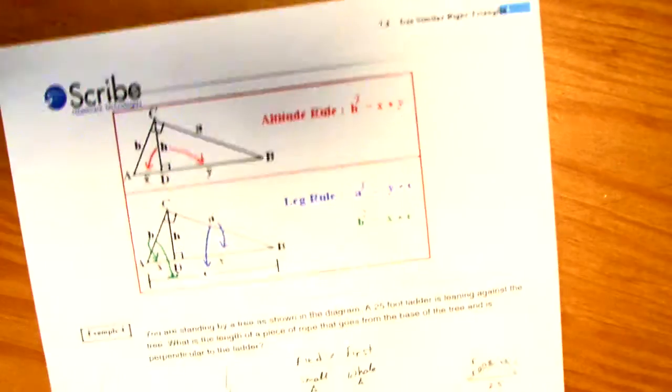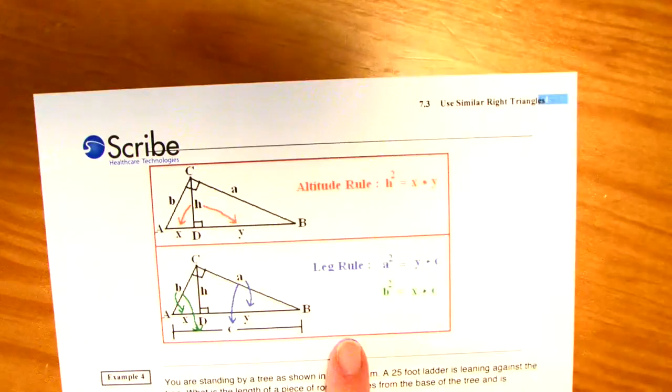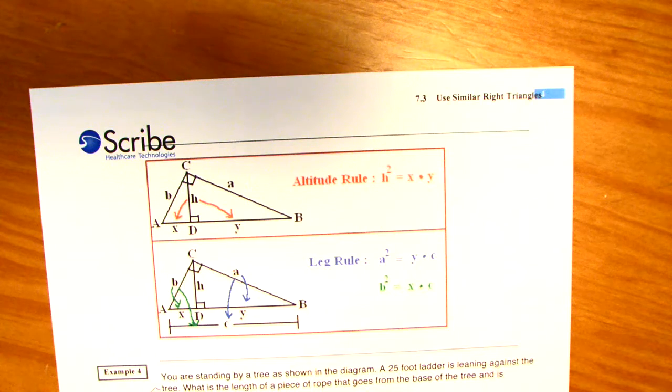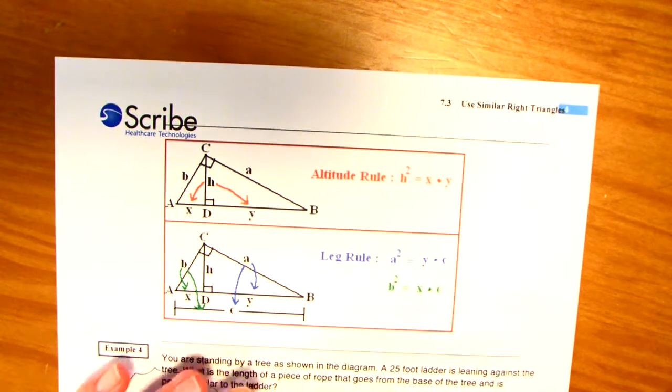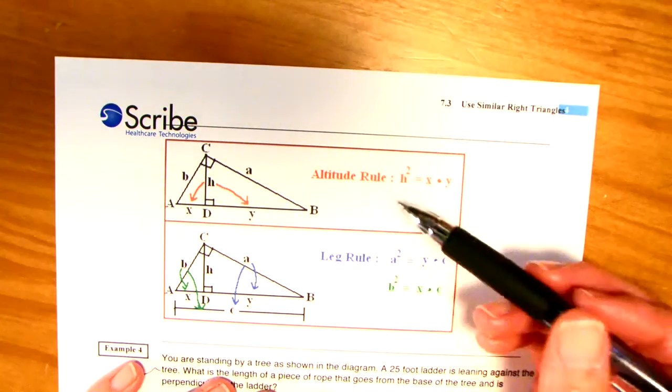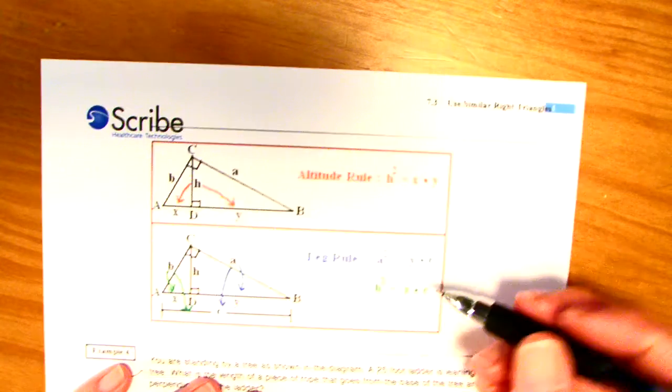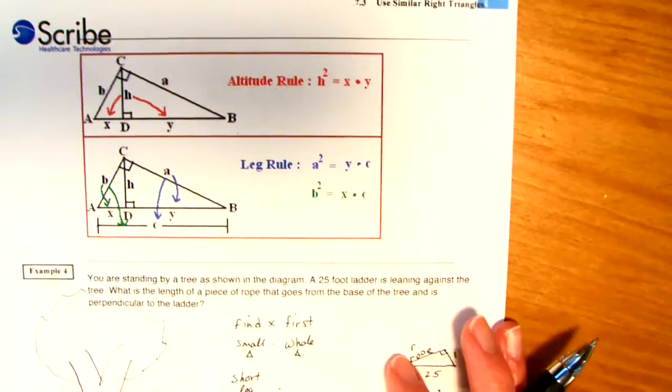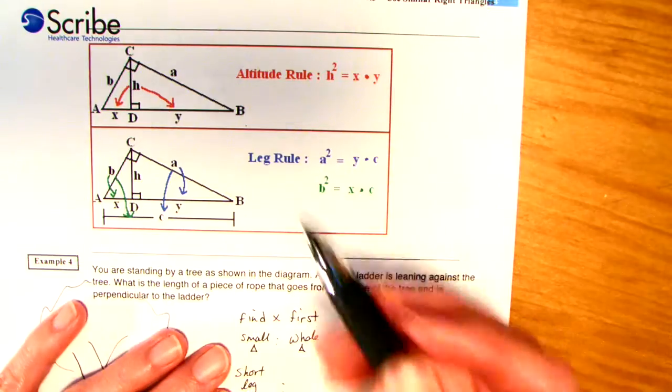I know, confusing, but we can do this. Hang in there. Here's a little method or another summary that I think some students actually like better. Okay, so you have the altitude rule and the two different leg rules. That's why there's two different formulas here. Let's see if I can get that better. All right, so watch this.